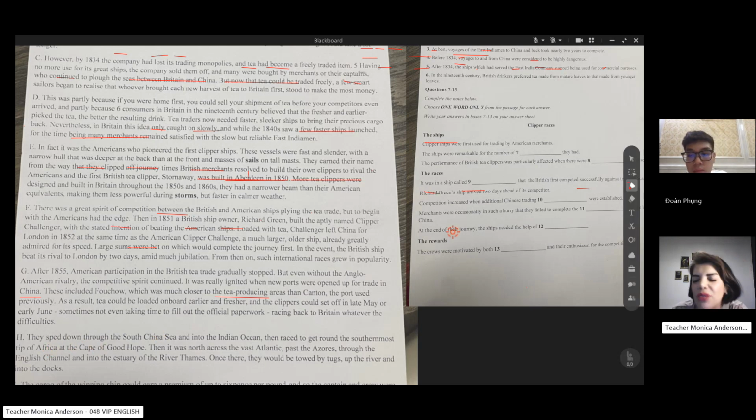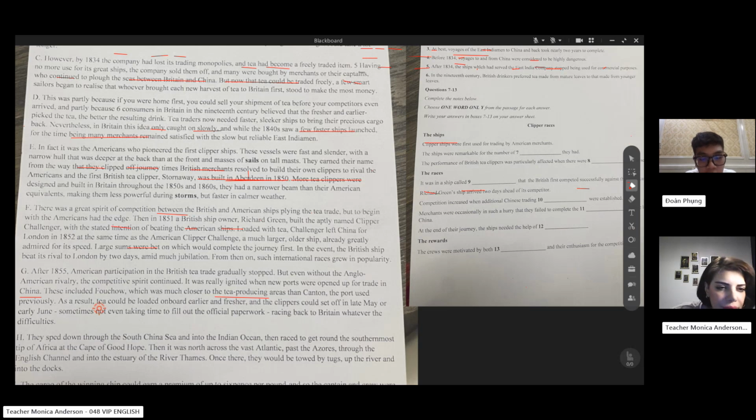And the next one, would you read it please? Because I can't read it anymore. Yes. Thank you. They sped down through the South China Sea and into the Indian Ocean, then raced to get around the southernmost tip of Africa at the Cape of Good Hope. Then it was north across the vast Atlantic, past the Azores.